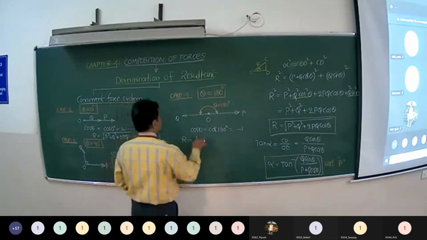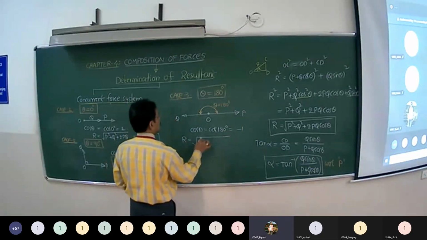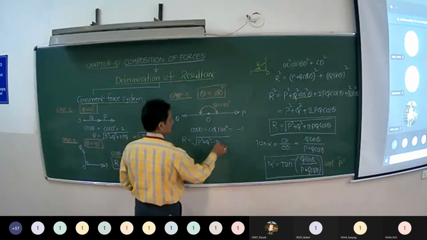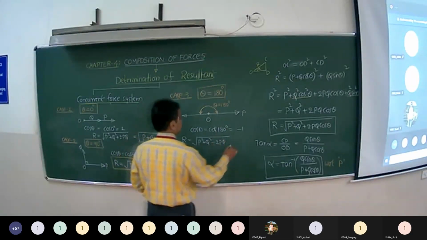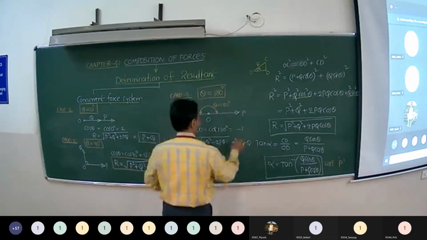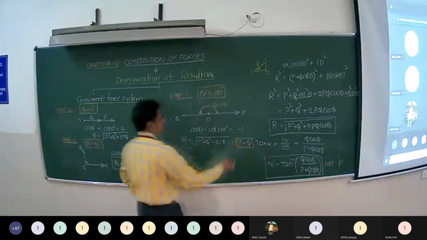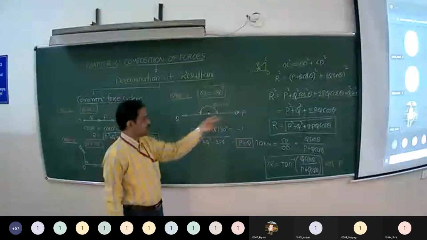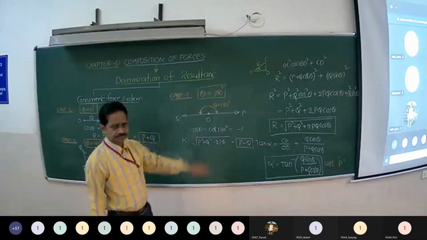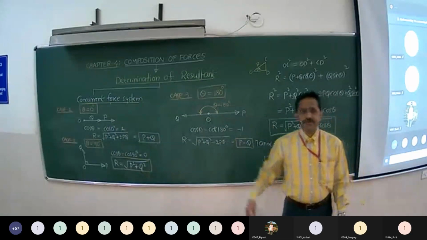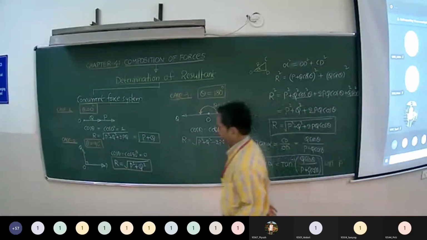Therefore, R is equal to square root of P square plus Q square minus 2PQ. So that is P minus Q. So it is P minus Q or Q minus P. It depends on the magnitudes of forces P and Q. And the resultant will always act in the direction of the greater force.